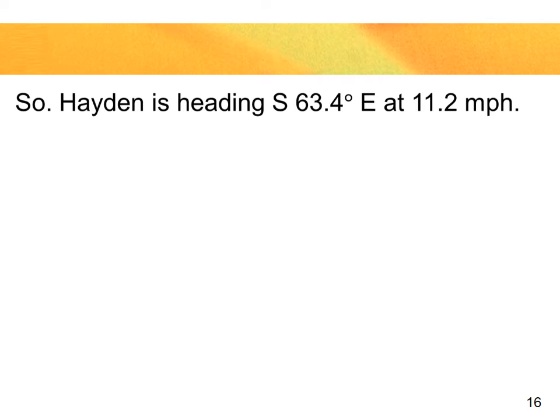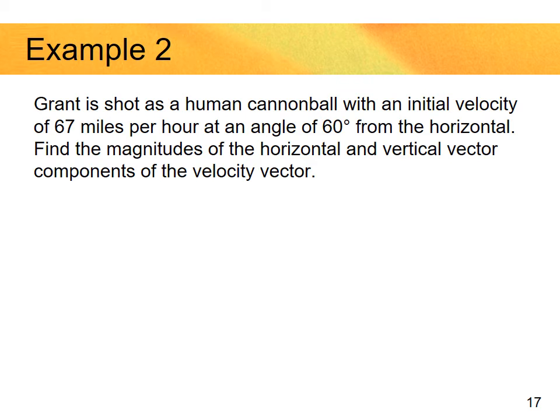All right, with that, let's jump to example 2. This may be a little bit more violent here. Grant, I never knew you act as a human cannonball sometimes. So Grant is shot as a human cannonball with initial velocity of 67 miles per hour, angle of 60 degrees from the horizontal. Cool, 2 things here. Find the magnitudes of the horizontal and vertical vector components of the velocity vector. Whoa, a lot of stuff here. Let's see if we can draw this out.